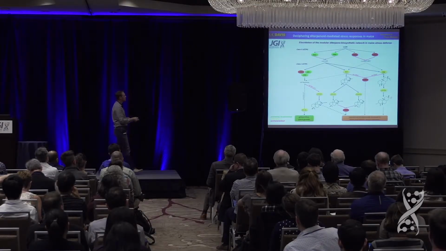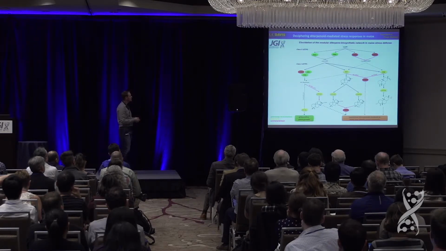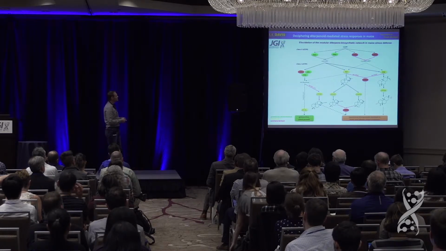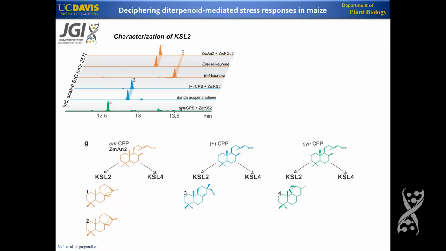And so we're making our way through this network. Everything I show you here in yellow is what we've characterized so far. Here in red, these are still the steps we are working on, but we hope by the end of the summer we'll have this network figured out and can really start working on how these different branches interact with each other.